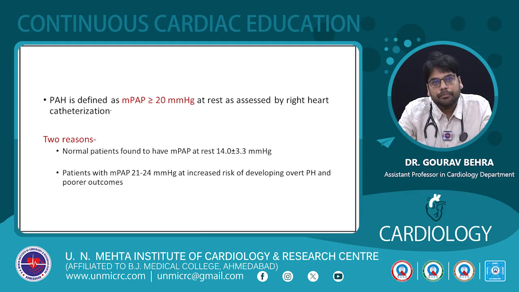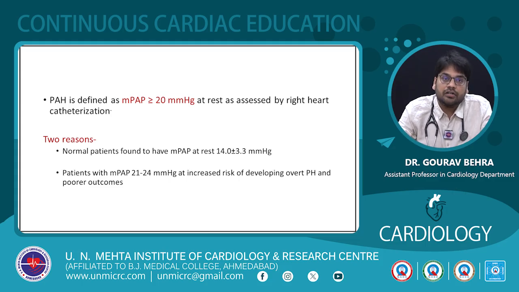Earlier the mean PA pressure cutoff was 25, but when the 6th World Symposium on Pulmonary Hypertension guidelines changed, the number came to 20. And in 2024, the 7th Symposium also concluded the same, that a mean PA pressure of 20 is the cutoff to define pulmonary arterial hypertension.